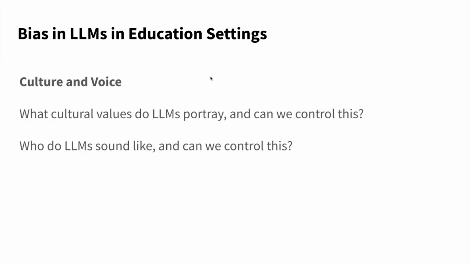I want to start with focusing on bias in LLMs, which is of course an important topic, and I want to look at it in terms of educational settings. And one piece of this that's really important in a global educational system is culture and the voice that an LLM presents. So I'll show you an example first, two studies. One that focuses on cultural values that LLMs seem to portray, and our ability to control them. And while this is not specifically an educational setting, you'll see the implications of it, hopefully, in just a little bit.